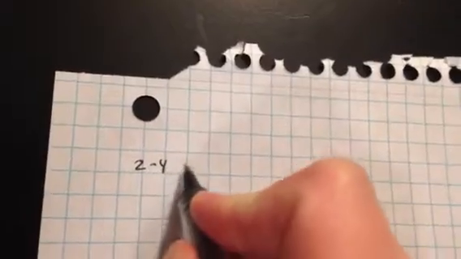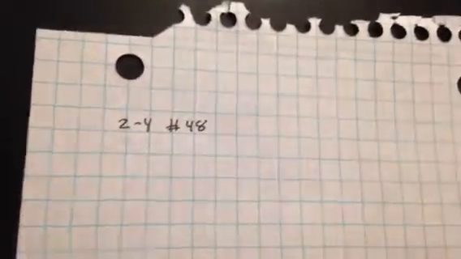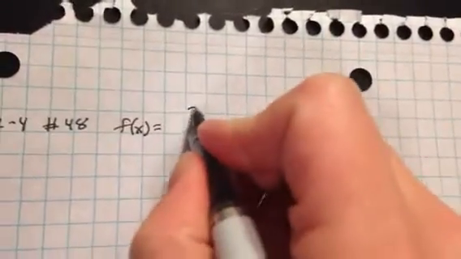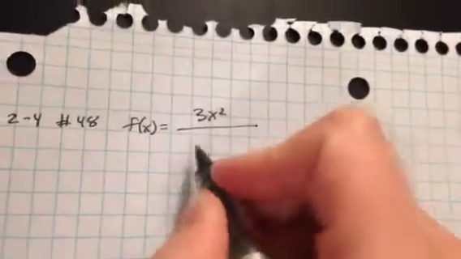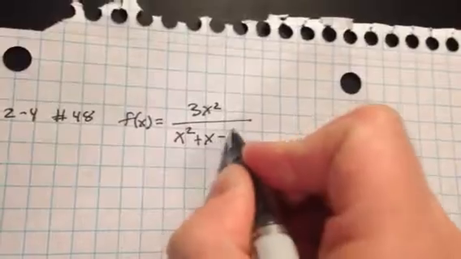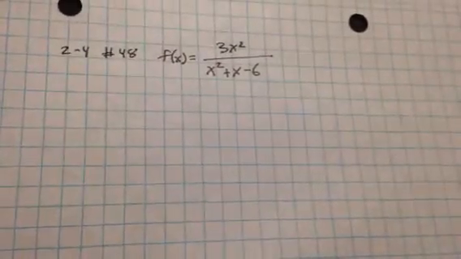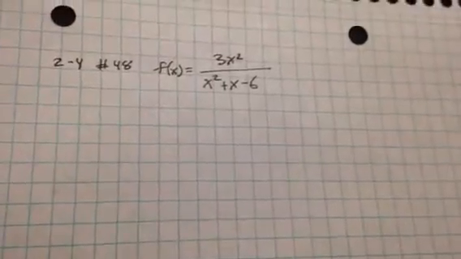I'm going to be reviewing how to graph a rational function, and the problem I'm doing comes from 2.4. I just pulled number 48 out of the book. This function is f of x equals 3x squared over x squared plus x minus 6. So to graph this, the first thing you want to do is find x and y intercepts.